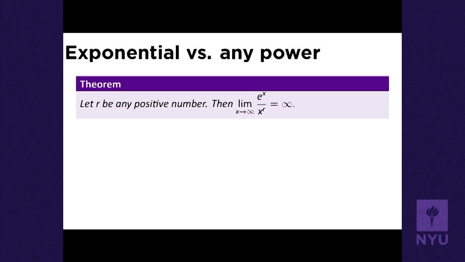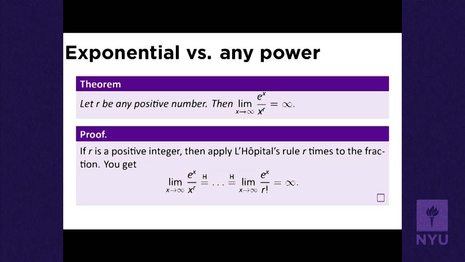Okay, so that's kind of cool. It's a nice general fact. And it's one reason that we talk about exponential growth being so fast. It's faster than any polynomial or any algebraic growth. And how would you show that? Well, we showed it for r equals 2 and r equals 3 by taking derivatives until we worked it down to a constant.